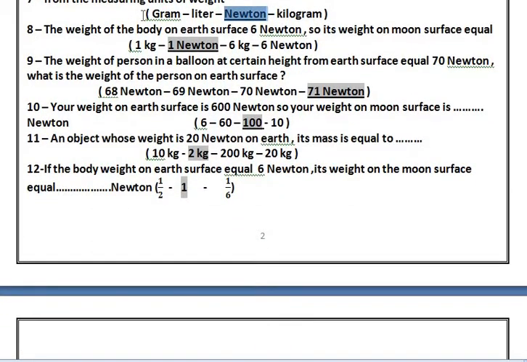The weight of a body on the Earth's surface equals 6 kilogram. So its weight on the moon's surface: the weight on the moon is less than the weight on Earth by 6 times. So 6 divided by 6 equals 1 Newton.